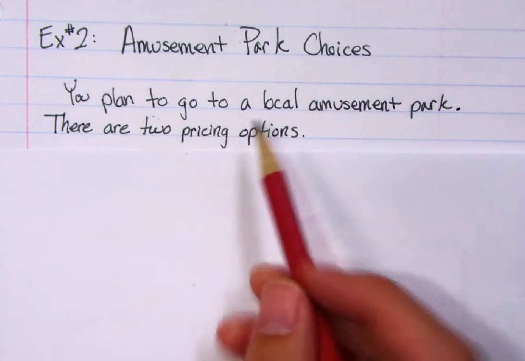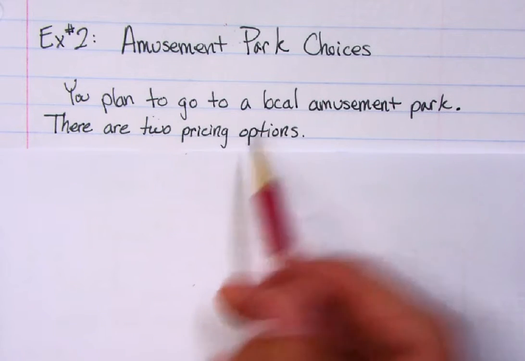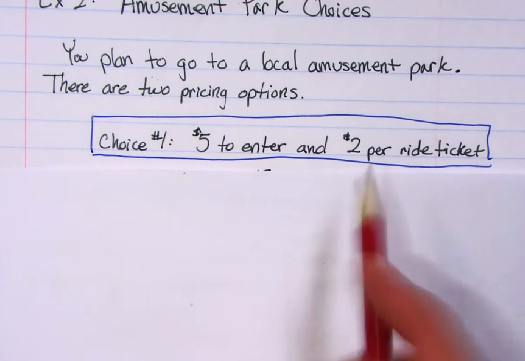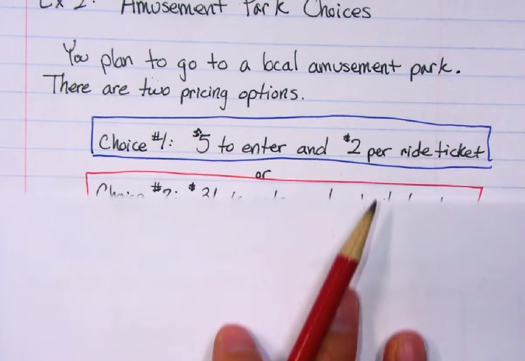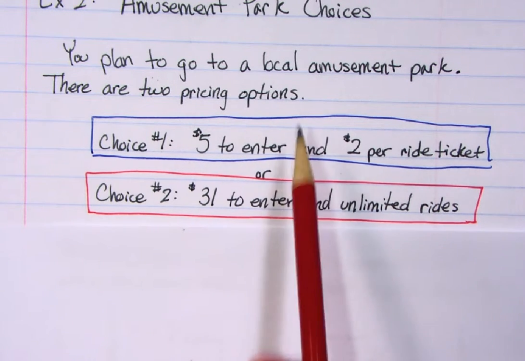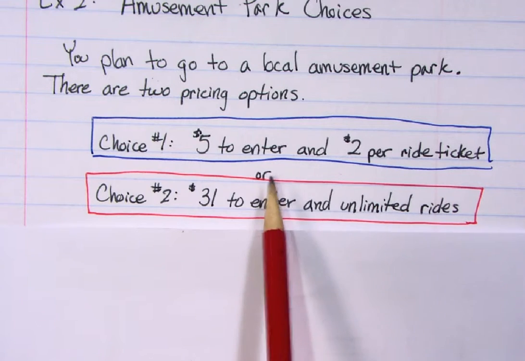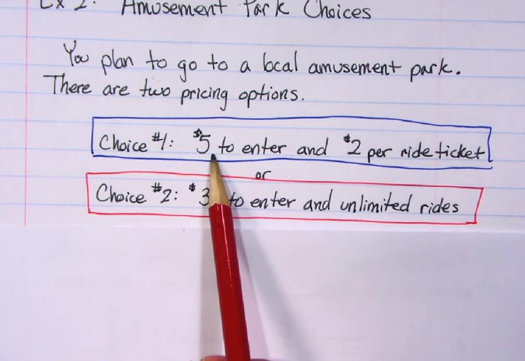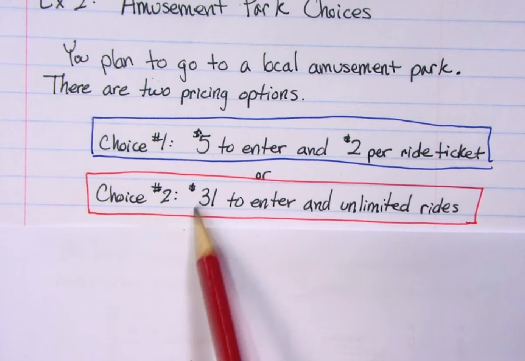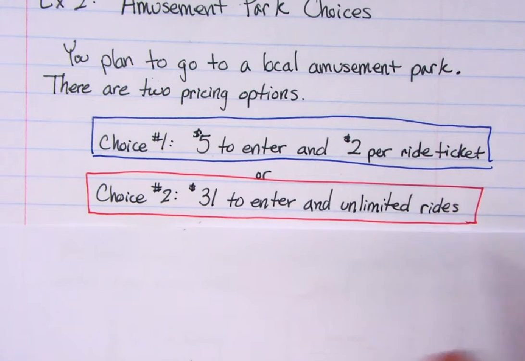Okay, so amusement park choices. You plan to go to a local amusement park. There's 2 pricing options. Choice 1, you can get $5 to enter and then $2 a ride. Choice 2, $31 to enter and you get unlimited rides. So which is the best? You might think to yourself, well, this one is. Look, I only have to pay $5 to get in versus $31. That's a huge difference. But on choice 1, it's $2 a ticket.